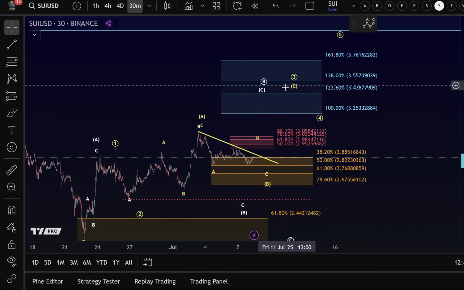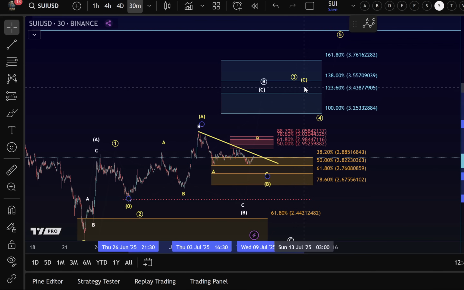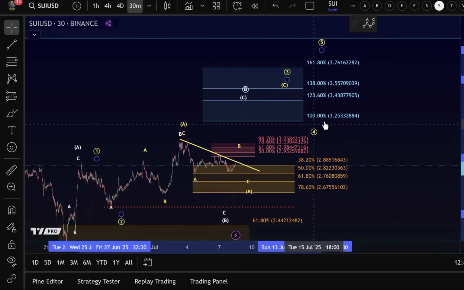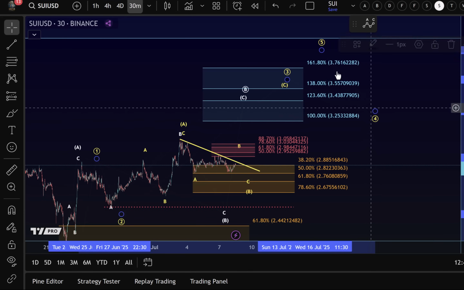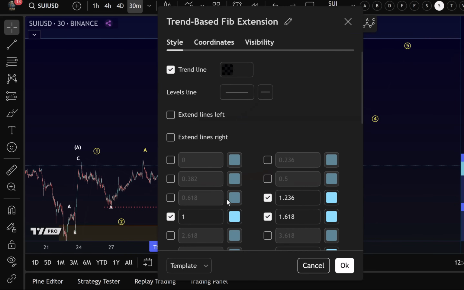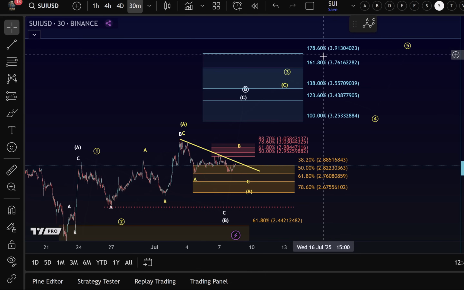What should happen in circle wave 3 to the upside is that the price gets to the $3.55 level, as mentioned yesterday. That is the 138% extension and normally the first ideal target for a third wave. When we get there, we can add support for wave 4, and wave 5 should get to at least the 161.8 extension, or maybe even the 1.786, so at $3.91.